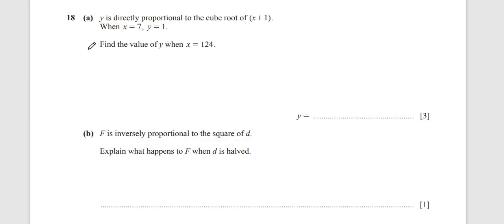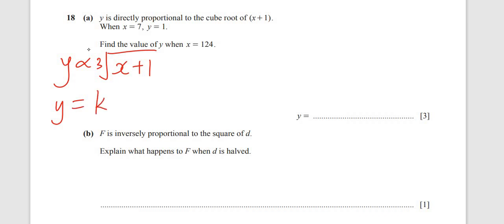Okay, so we can now move on to the next question, which is question number 18. So y is directly proportional to the cube root of x plus 1. So we can write that y is directly proportional to the cube root of x plus 1. So find the value of y when x is 124. So first we can introduce a constant. So y is equal to k multiplied by the cube root of x plus 1.